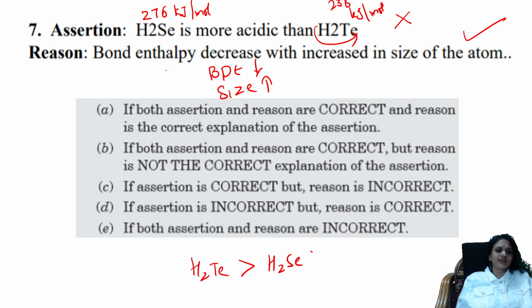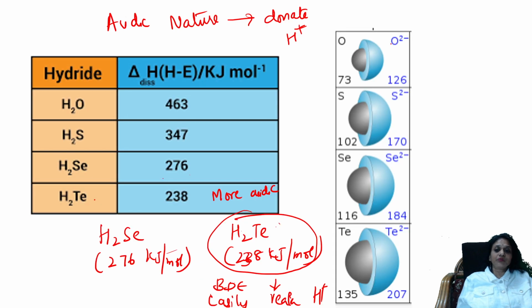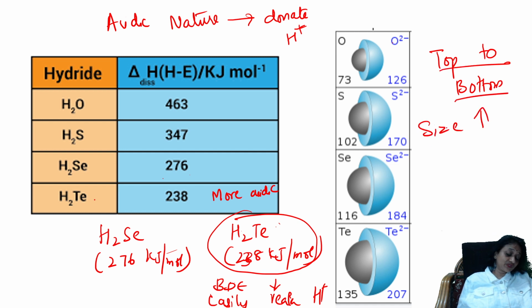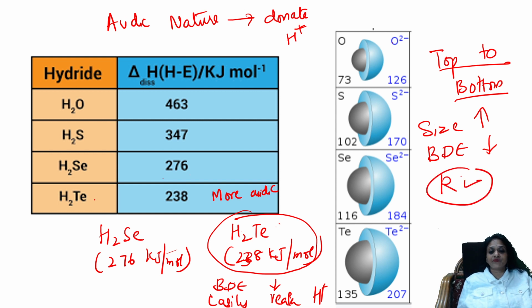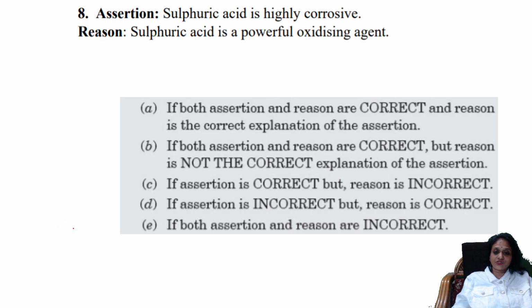Okay. So the second thing, bond energy decreases with increased size of an atom. Yes, from top to bottom, you see the size is increasing. Correct? Top to bottom, what is increasing, students? Size is increasing. When size increases, what happens? Bond dissociation energy decreases. Easy. Yes, right. So that is what we said. That's why the reason is right. The assertion is wrong. Clear? All right. Next question, students.